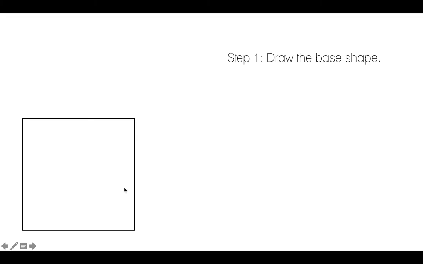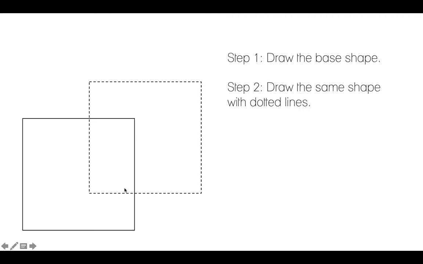Let's look at drawing 3D shapes. The first thing you do when you draw a 3D shape is you draw the base shape or the end shape. So I'm going to draw my end shape here, which is a square. The next thing I'm going to do is draw that same shape but with dotted lines and in a slightly different position. So like so. I've done dotted lines all around.